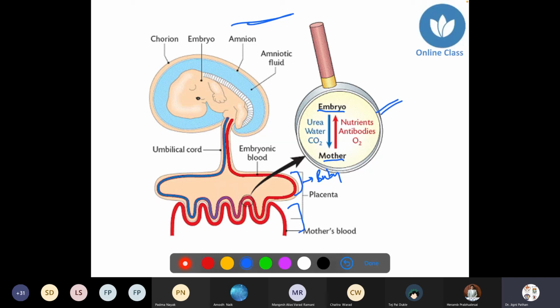Just for your understanding, ma'am, how does it exchange? It exchanges through the diffusion method, of waste and nutrients, as required by the baby. Only the umbilical cord. Does the umbilical cord carry the mother's blood in the slide? No. Okay, done.